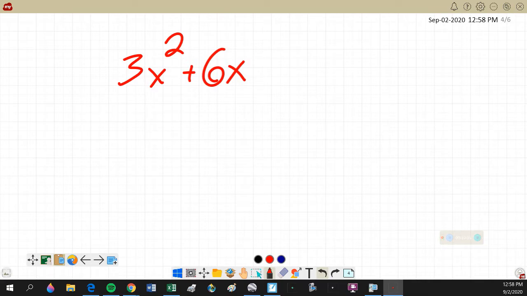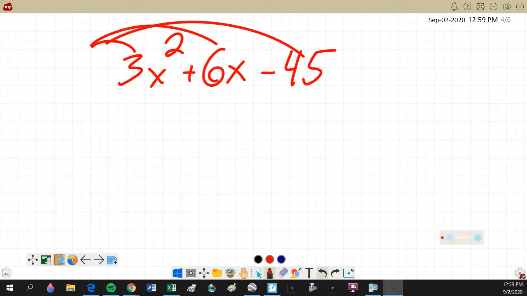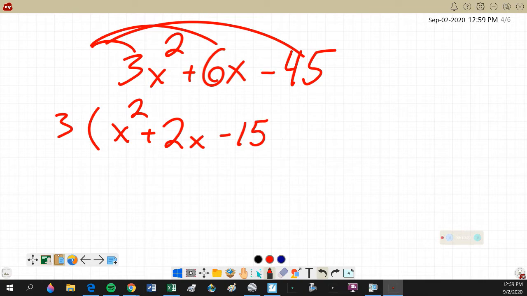Okay. What should I do here? Pull out the 3. Yank out a 3. And I get 3 times x squared plus 2x minus 15. Do I need the 3? It depends on what you're doing. Okay? We'll talk more about that in just a second.